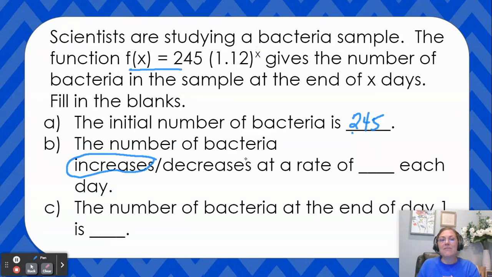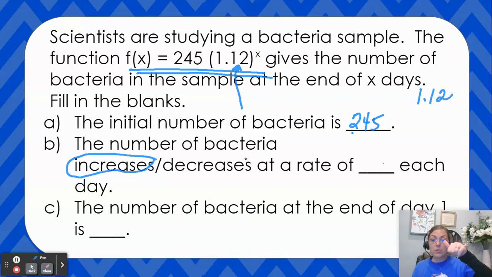I want you to look back at our equation. Notice the number after the decimal. See, notice that this number inside the parentheses is 1.12. Now, because this is bigger than 1, that means it's going up. How much is it going up by? However much over 1 this number is. So this is going up by 12%. See, if that number in the parentheses is less than 1, then my number of bacteria are going down.